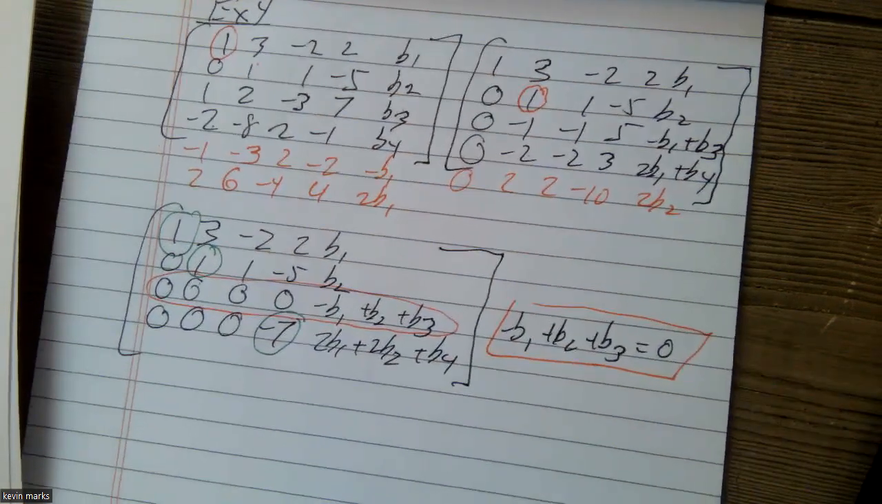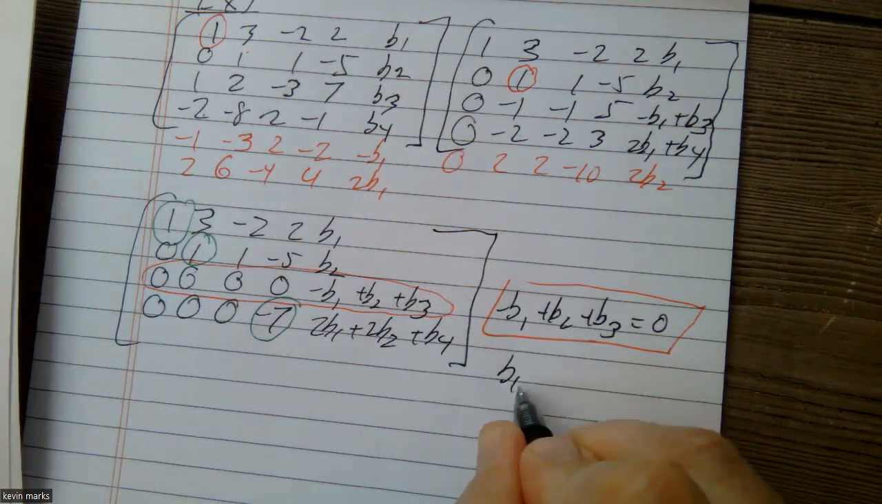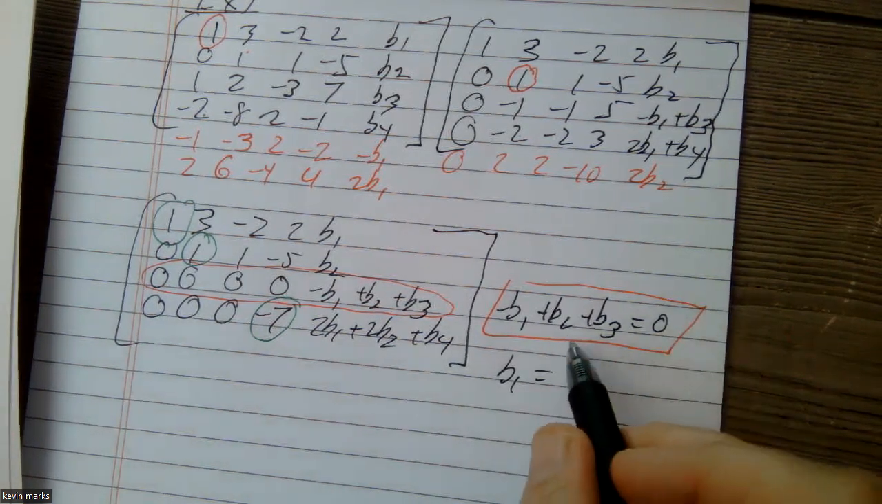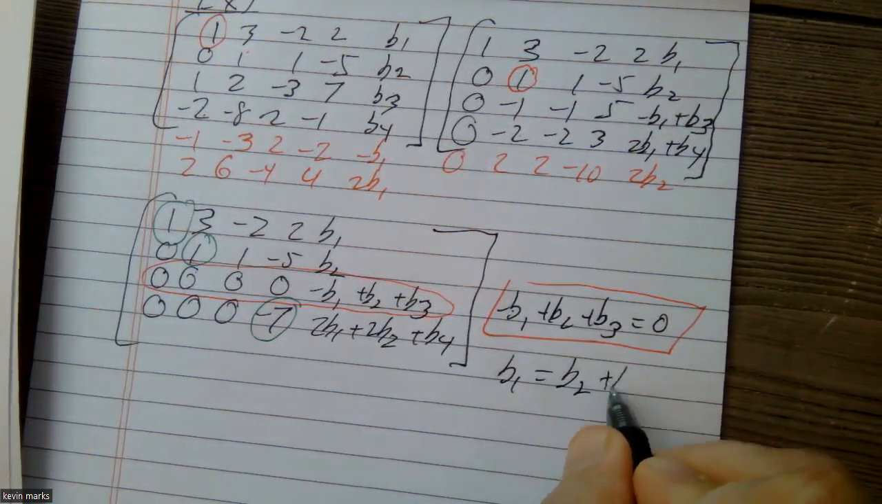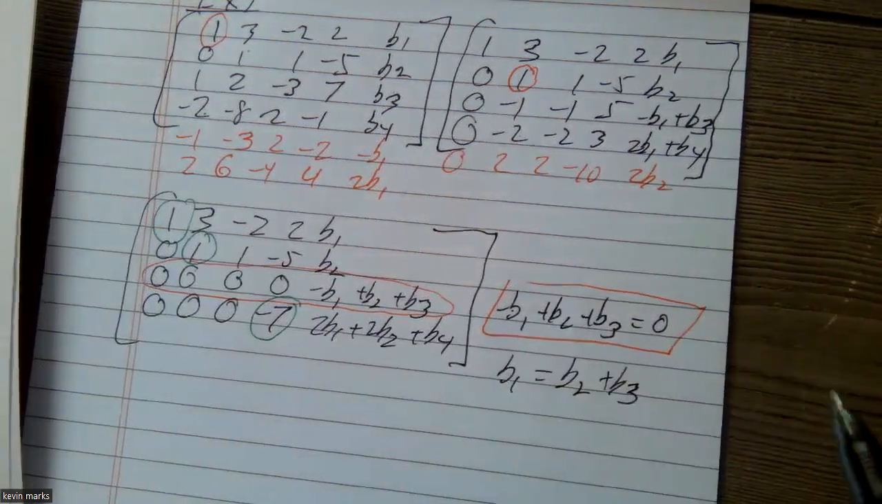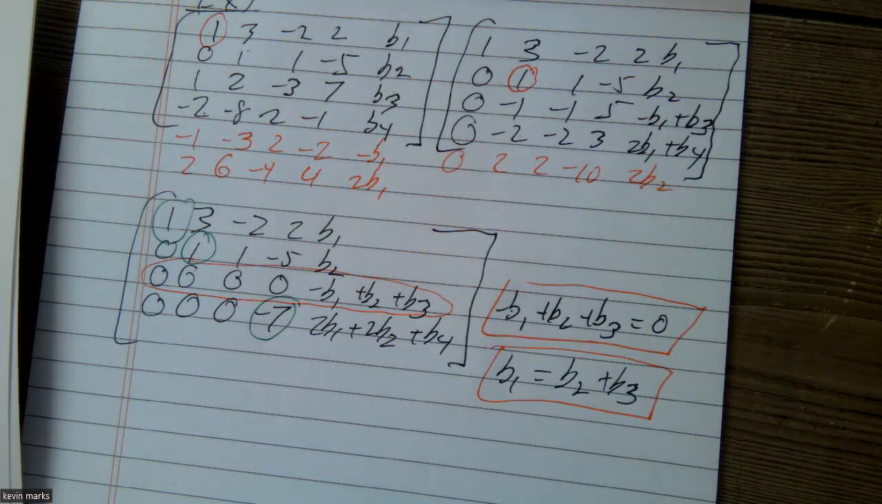Or if it's helpful to you, maybe you could think of it as take one of these and solve for it. So maybe think of B1 as, if you move B2 over, it's going to be negative, move B3 over, it's negative, but then divide by the negative. So then it would have to be B2 plus B3, or you can just move the B1 over. Okay. This might be a better way to look at that. That's up to you.